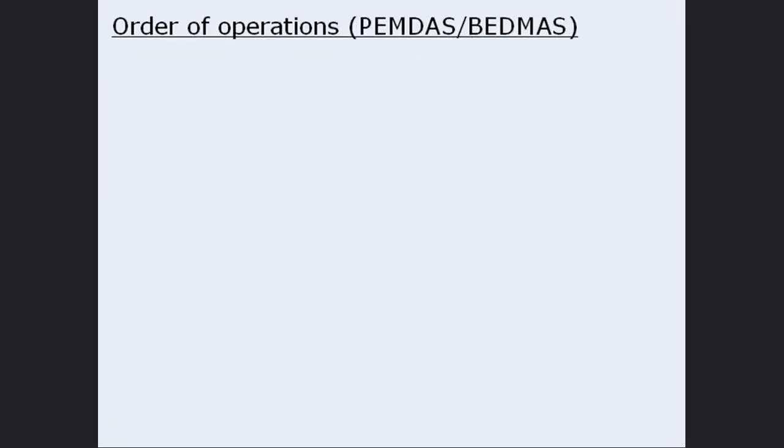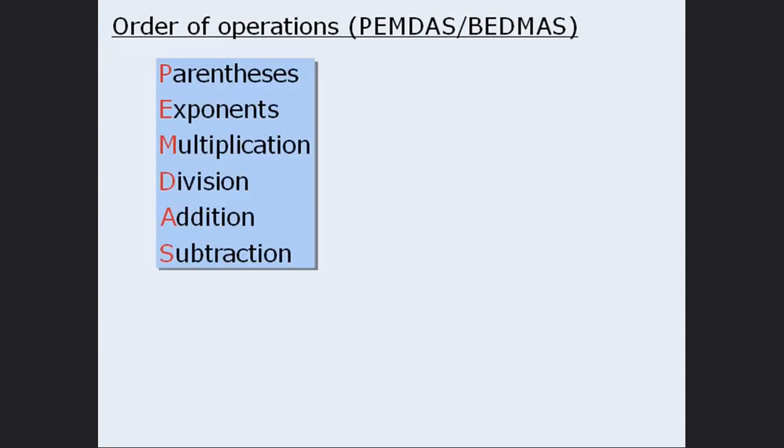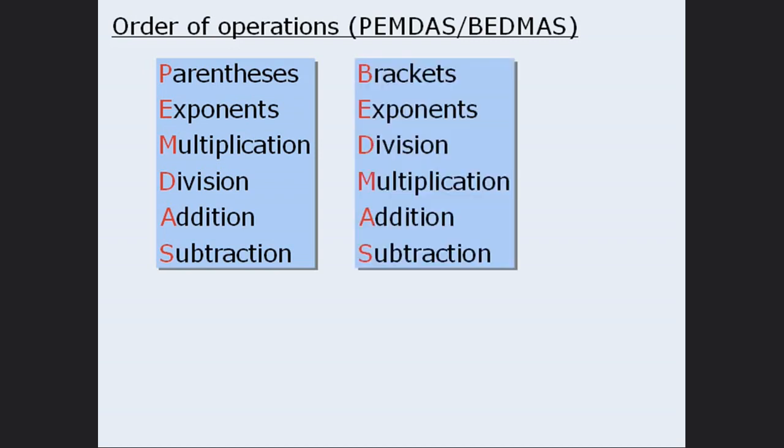Now, there are two popular sets of rules regarding order of operations. One goes by the acronym PEMDAS, which stands for parentheses, exponents, multiplication, division, addition, and subtraction. The other goes by the acronym BEDMAS, which stands for brackets, exponents, division, multiplication, addition, and subtraction. Now both of these show the hierarchy of operations, and although they look different, they both specify the same rules.